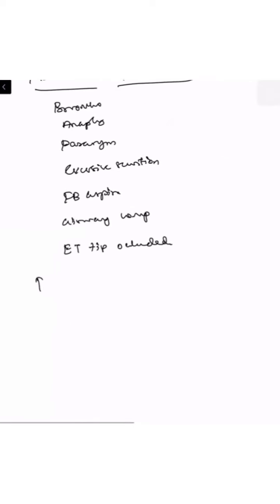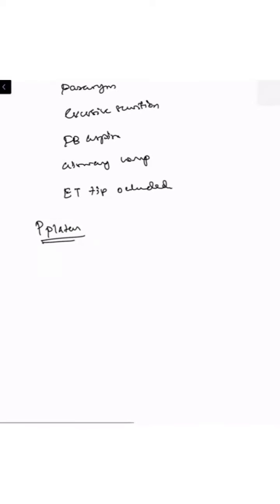So the next one is P plateau. P plateau is nothing but the pressure needed to keep the airway open so that the air present in the airway can diffuse to keep the alveoli open, so it can easily diffuse from the alveoli through the alveolar membrane into the pulmonary arteries and pulmonary veins. So the P plateau pressure is inversely proportional to the compliance.